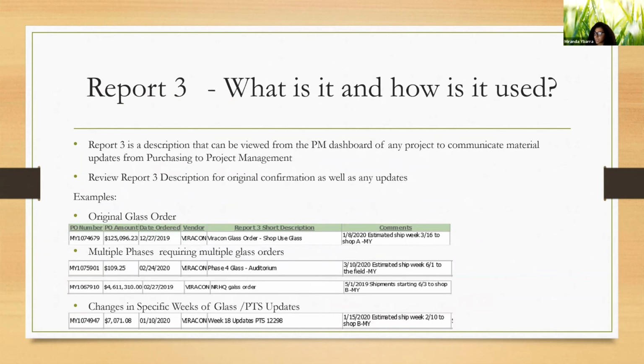Report 3, what is it and how is it used? Report 3 is a description that can be viewed from the PM dashboard of any project to communicate material updates from purchasing to project management. We review our Report 3 description for original confirmation as well as any updates. So below are some examples.